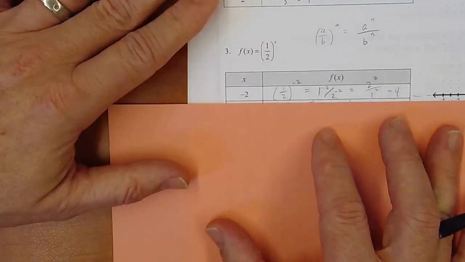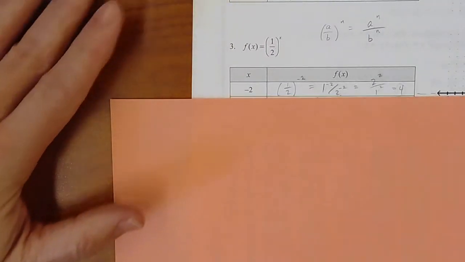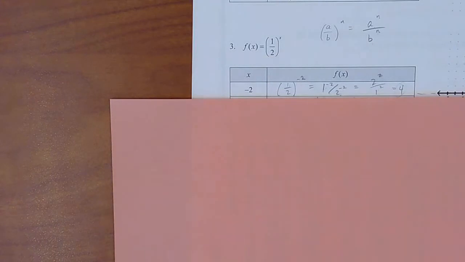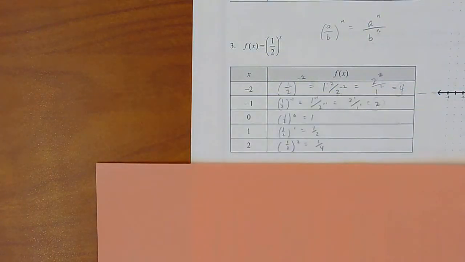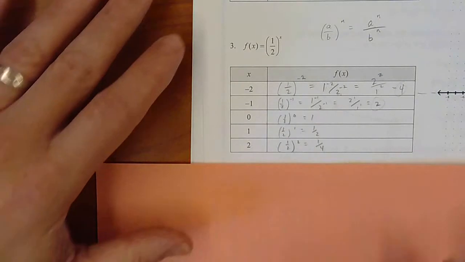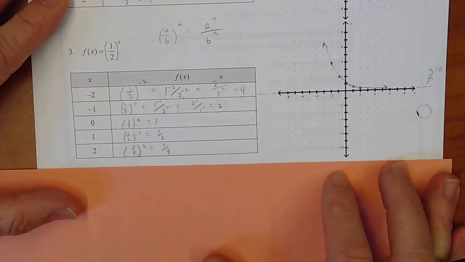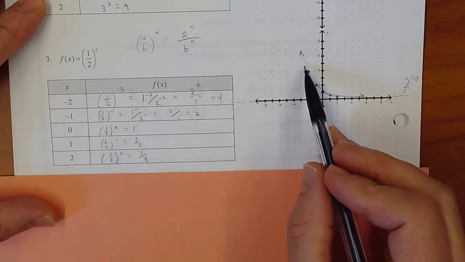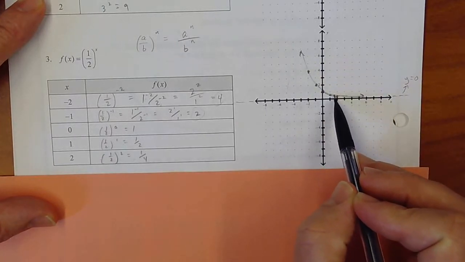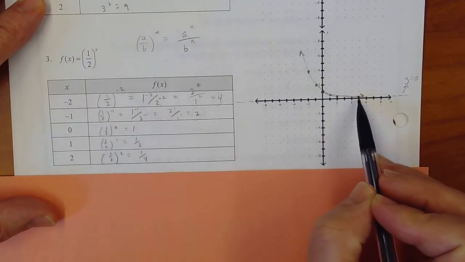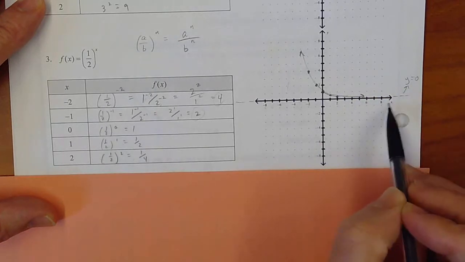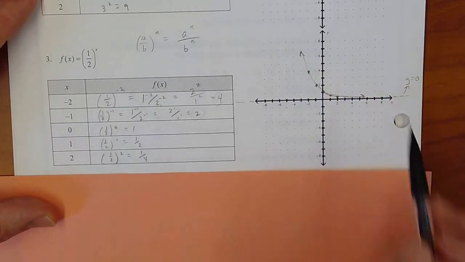Okay, I want you to finish the rest. Why don't you do the rest of the table and then check back in about a minute or two and see how you did. All right, here's your feedback. Here's the table. Plot all these coordinates. And now we have what's called an exponential decay model. All right, from left to right, this is slowing down and decreasing. Okay, still have an asymptote of y equals 0. Looks like that.